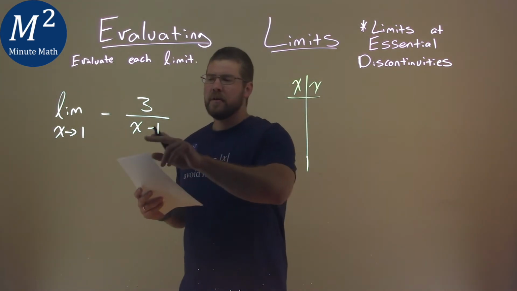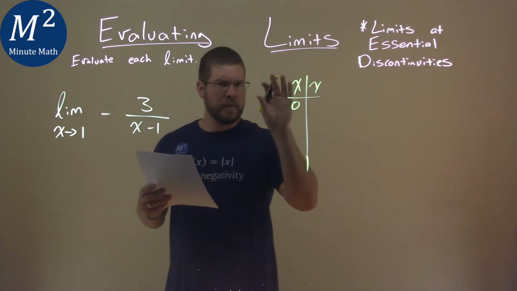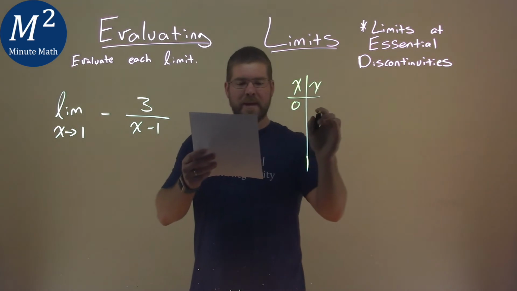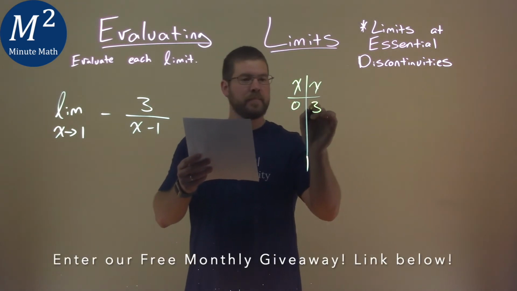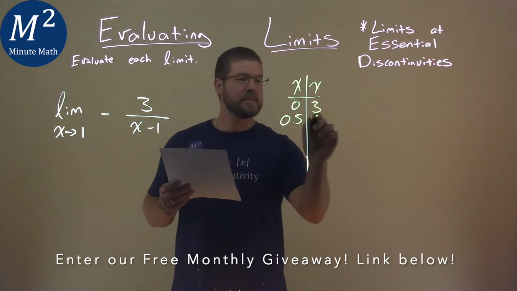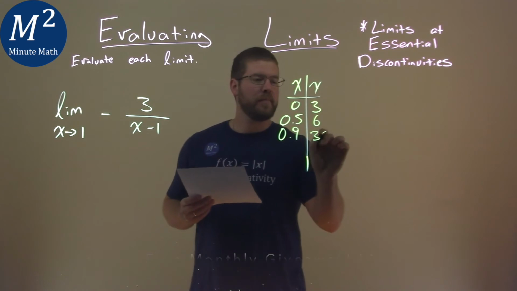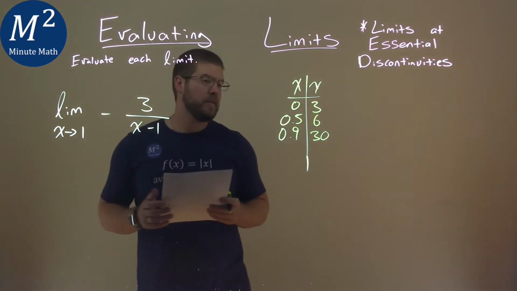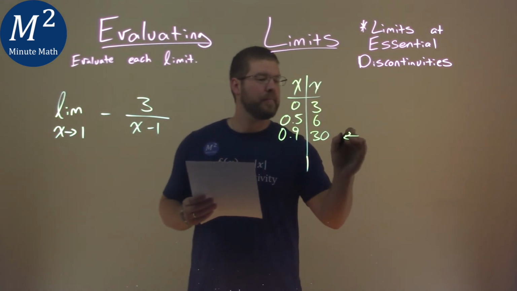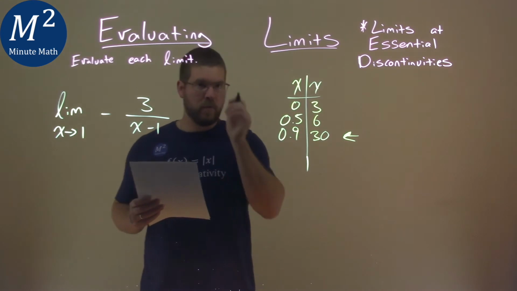If we plug 0 in for x, and we're going to approach 1 from the left here, we put some values as we get closer to 1 from the left. 0 in for x, we get a positive 3. If we put a 0.5 in for x, we get a 6. And if we put a 0.9 in for x, we get a 30. So from the left-hand side, it looks like we're approaching positive infinity right here, and it's getting larger and larger as we get closer and closer to 1 from the left.